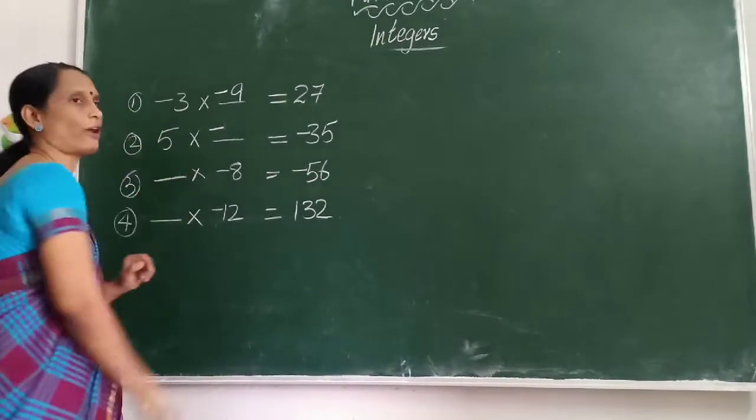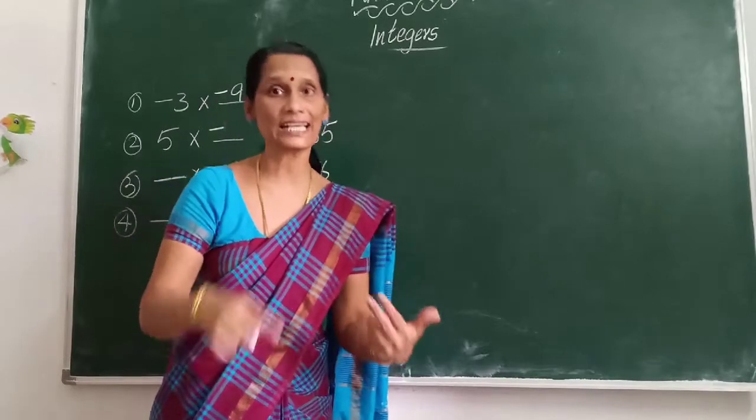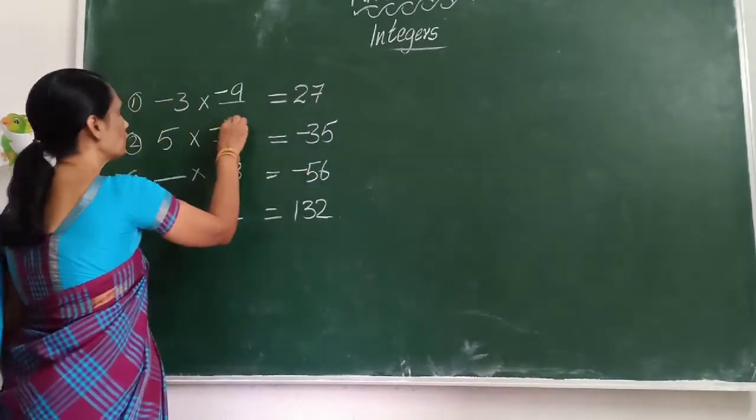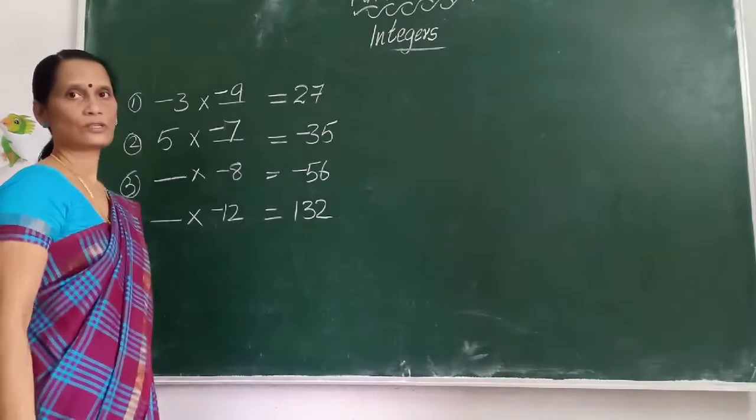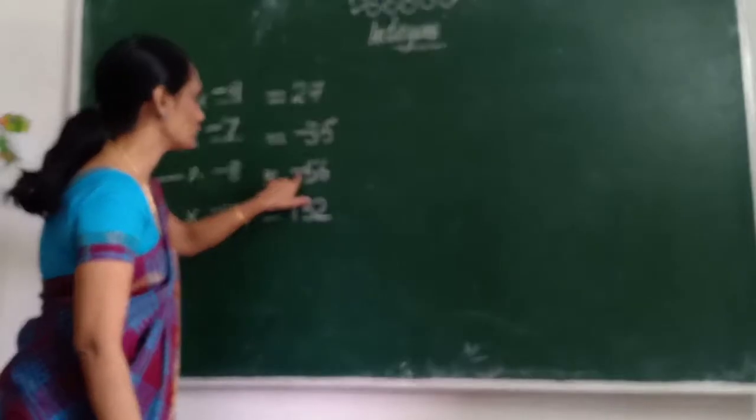Now we know the table of 5. How many 5's make 35? 5 7's are 35. So what is the answer? 5 into minus 7. So like this you have to check all these numbers. See here, the answer is minus.